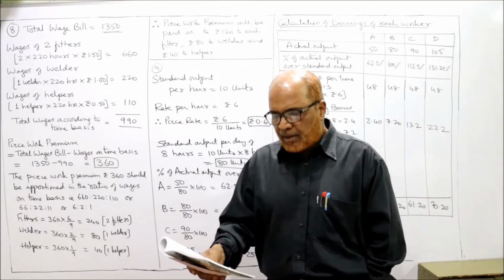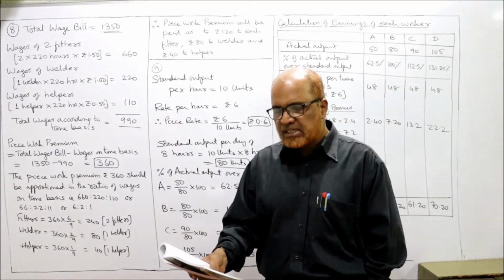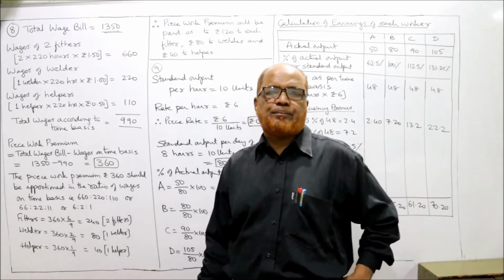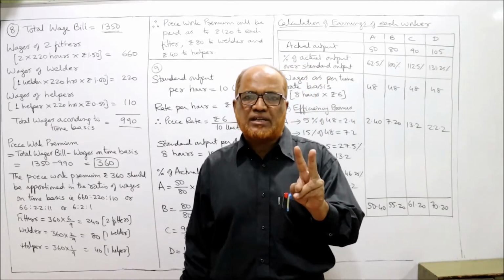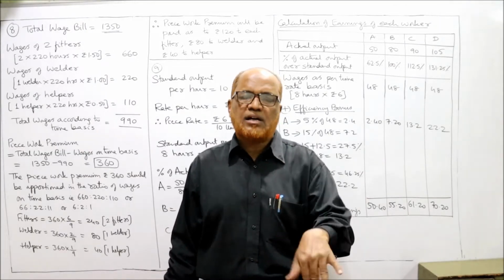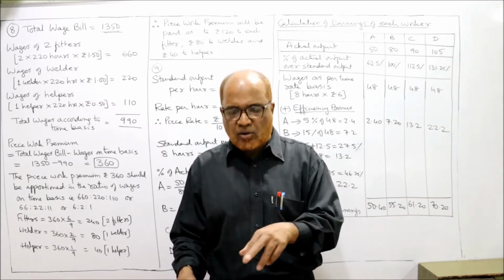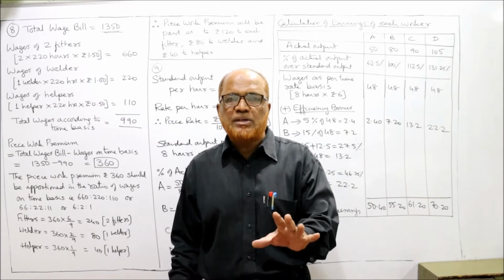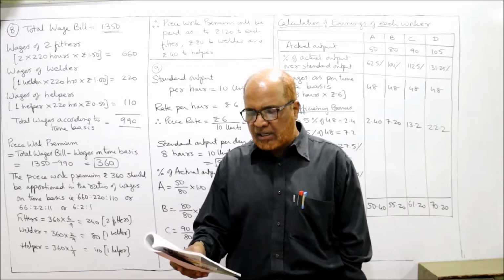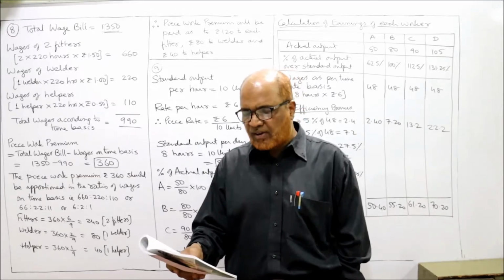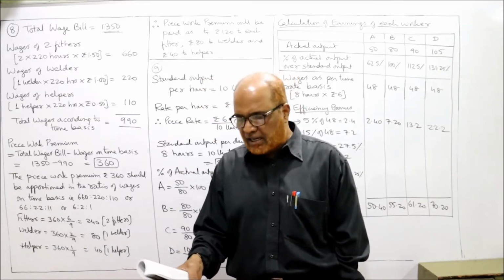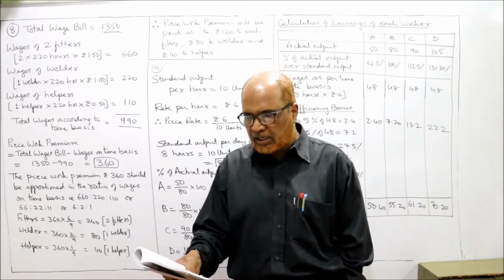Now the 8th problem. A factory employs 2 fitters, 1 welder and 1 helper on a piece rate of rupees 1,350. Totally 4 workers the factory has employed for a piece work of rupees 1,350, the total wages. The time spent by each of them is 220 ordinary working hours. The rate of pay on time basis is 1 rupee 50 paisa per hour for each of the 2 fitters, 1 rupee per hour for the welder and 50 paisa (0.50) per hour for the helper.